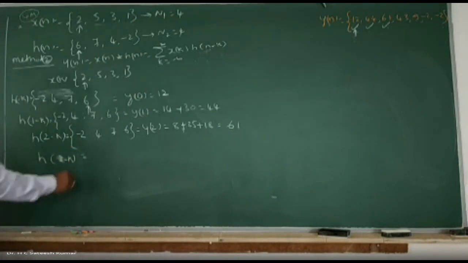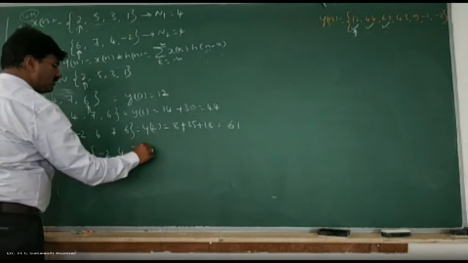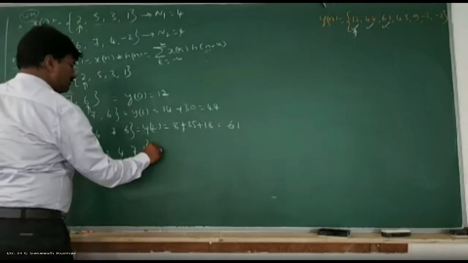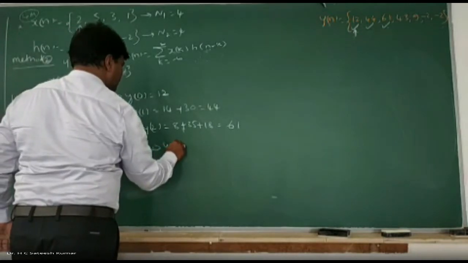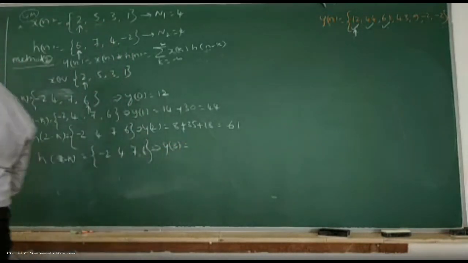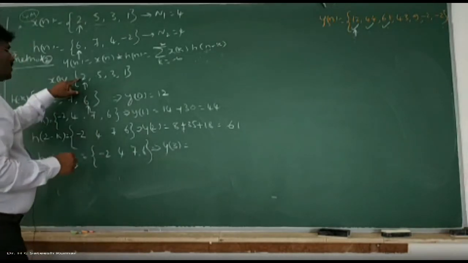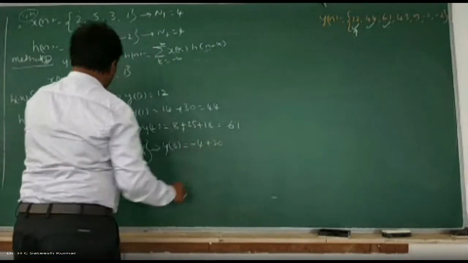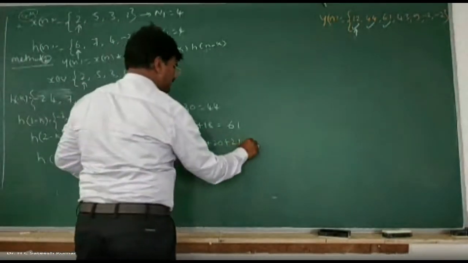Shift one more unit. What do we get? Minus 2, 4, 7, 6. Multiply corresponding values, which implies y of 3 is equal to: minus 2 into 2, minus 4, 5 into 4, 20, 7 into 3, 21, 6 into 1, plus 6.